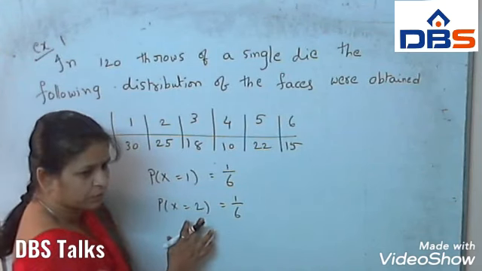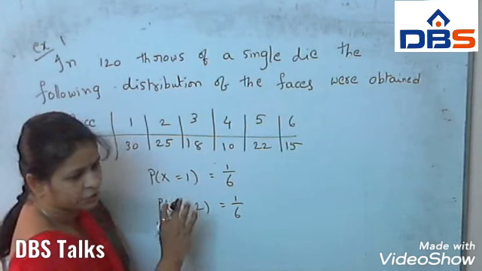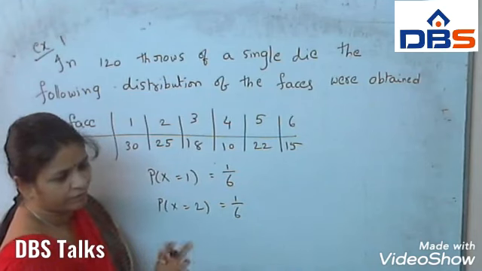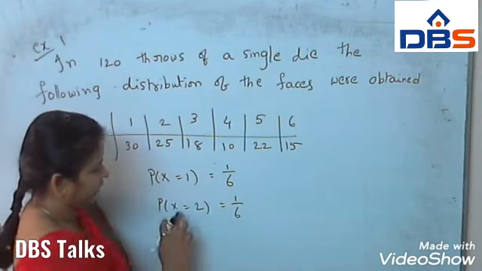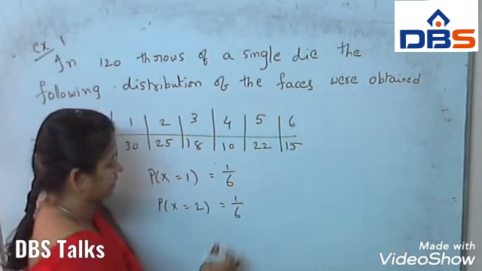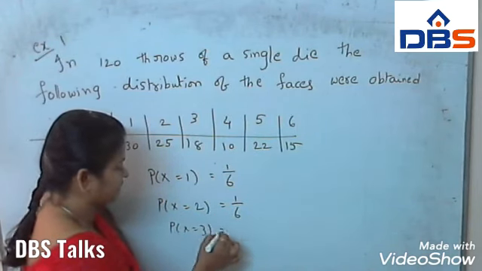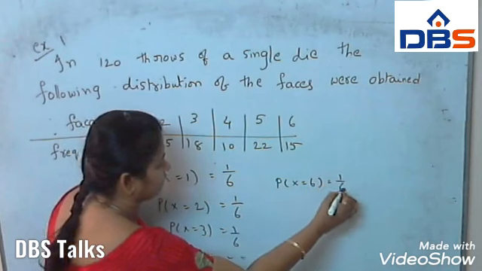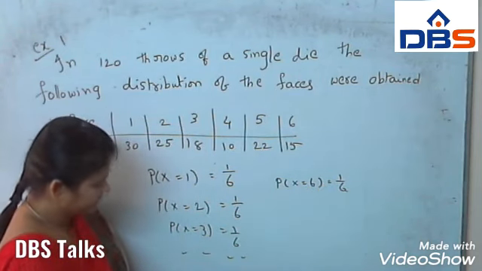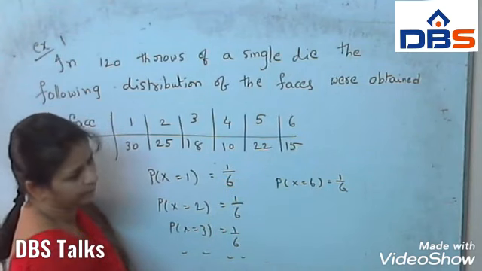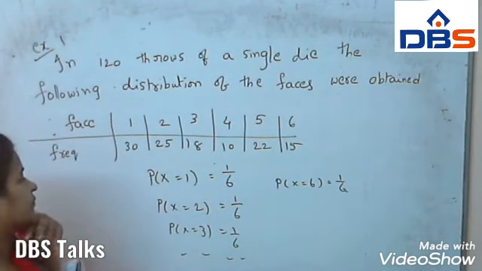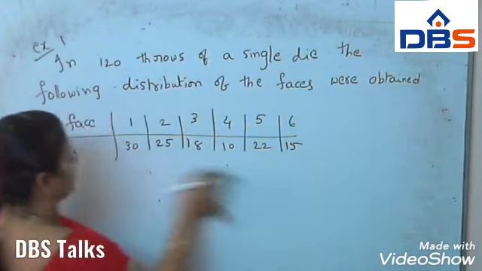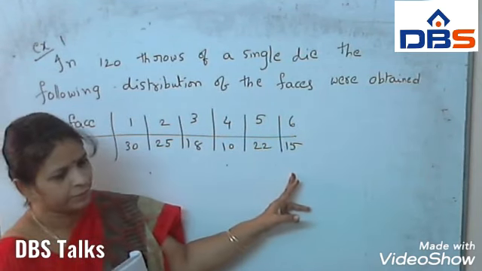P of x equal to 2 is 1 by 6, because if a die is thrown, there are totally 6 cases, and only one face has 2, one face has 3, and so on. P of x equal to 3 is 1 by 6. Similarly, P of x equal to 6 is 1 by 6. That means there is equal probability for each number. Now these are the observed values, and we have to find the expected values first.